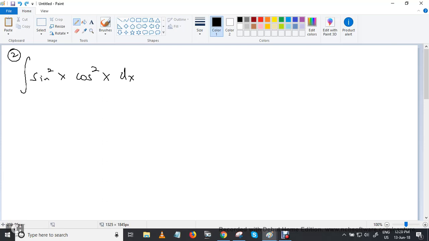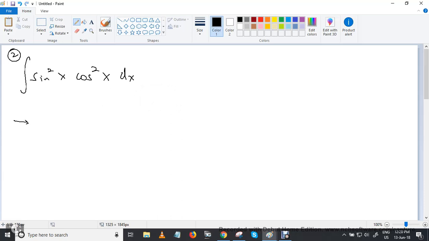You may be thinking, okay, what if we write one of them as cos and the other as cos? The problem is, if you write it as cos, then you cannot change the cos x in terms of sine, because cos x in terms of sine is root of 1 minus sine square, and this becomes very messy. That's why we avoid this particular approach.